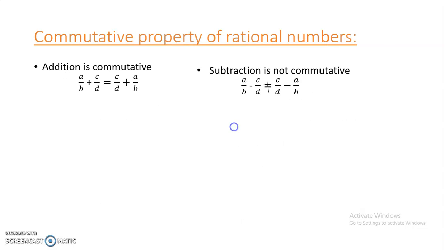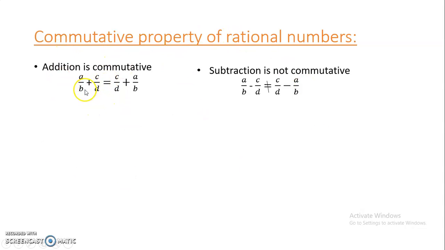Let's move ahead to the second property. So the second property is the commutative property of rational numbers. Addition is commutative. Addition is commutative means if we change the order of addition, here we'll do nothing but just change the order. Change the order of addition.